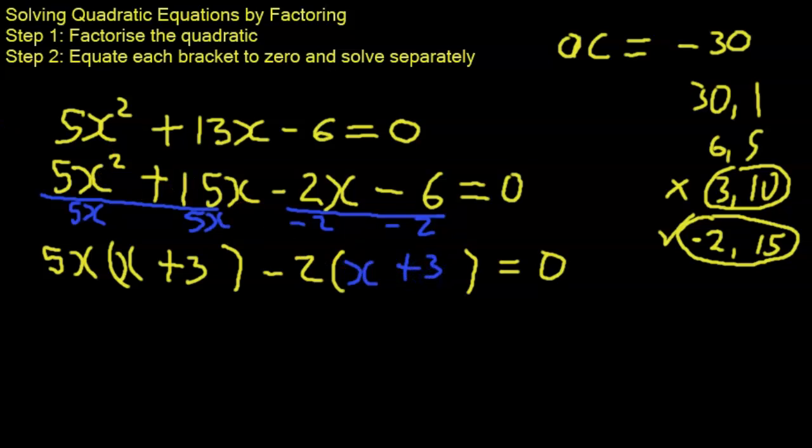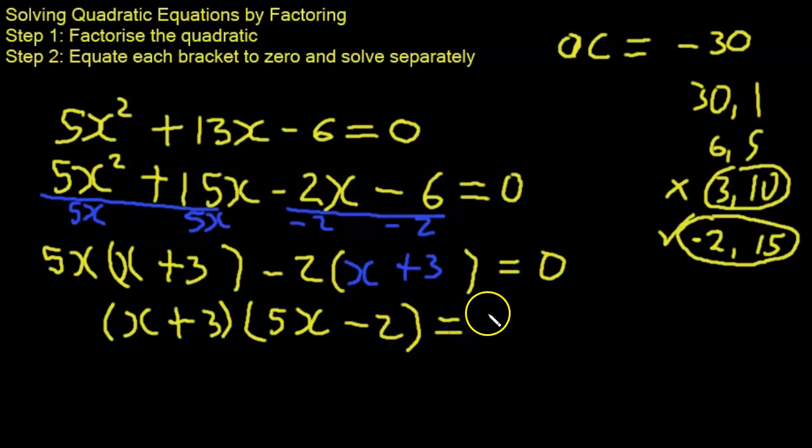So now we have a common bracket, x plus 3, so we factor out x plus 3. And if we factor out x plus 3, what are we left with? 5x. And when we factor out x plus 3 here, what are we left with? Minus 2. So that's step 1, which is the longest step. After the first step, factorize, and then step 2, equate each bracket to 0 and solve each bracket separately.